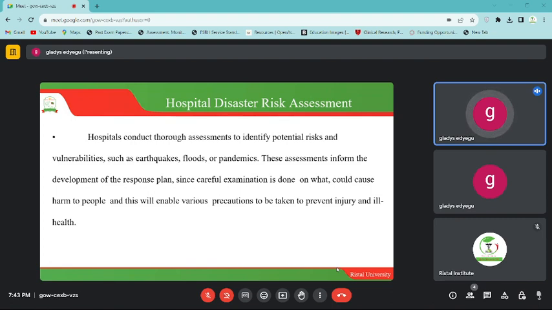So risk assessment is very, very key when you're trying to make a work plan or to develop the response plan. You should have a proper risk assessment to help you identify areas that need to be addressed, and to help you also take different measures and precautions to prevent injury and ill health to your community or to your staff or to your patients during the time of disaster.